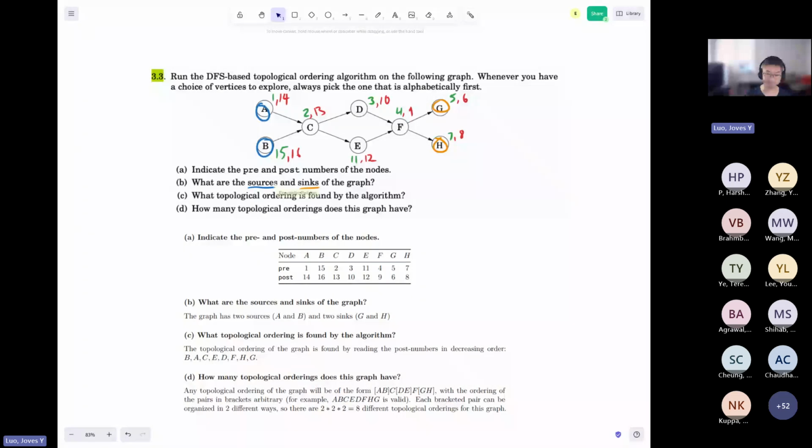Right here there are two sources and two sinks. There's at least one of each whenever it's a DAG, but it's not guaranteed to only have one. Okay.